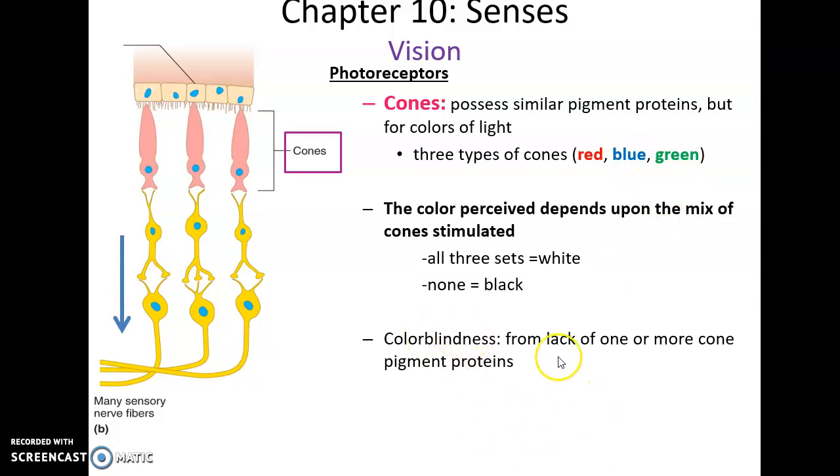Now, people with color blindness lack one or more of these proteins that detect these colors, causing them to be partially or completely colorblind.